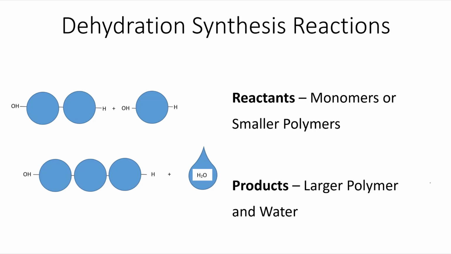So in a dehydration synthesis reaction, the reactants, the molecules you're starting with, are going to be either monomers or small polymers, and the goal of a dehydration synthesis reaction is always to build up a larger polymer. So our products will always be a larger polymer, and in the process it will also release a molecule of water. This is why it's called a dehydration synthesis reaction. It's dehydration because water comes out, but it's synthesis because you're building up this larger molecule.